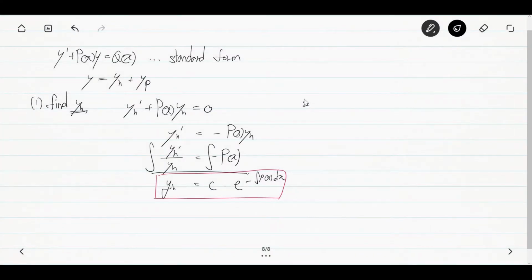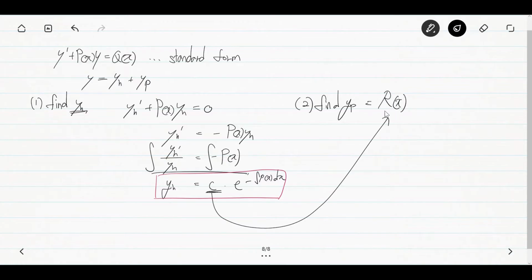Now, we're going to find the particular solution. We're going to use what's called the variation of parameter method. What we're going to do is basically change the constant in the homogeneous solution into another function. I'm going to call this r of x, but you can use any kind of function you want. We're going to define r of x later. So change the constant into a function, then bring the rest along without any changes.